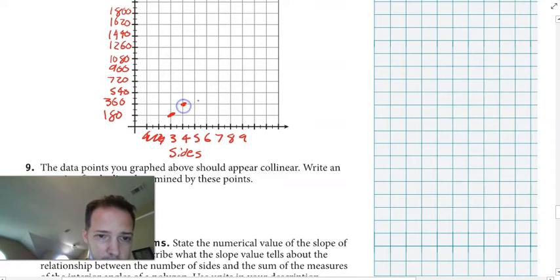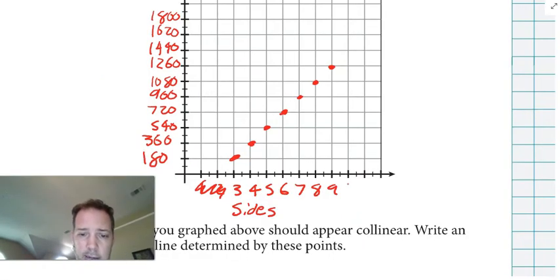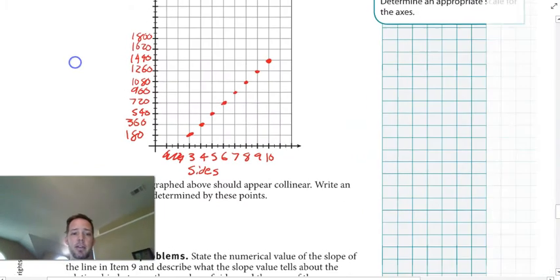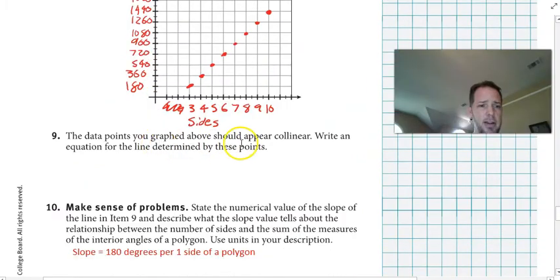4-sided, 360. 5-sided was 540. 720. 900. 1080. So I guess I could do one more. 10 was 1440 on there. So now that we've plotted all of these, it says write an equation for the line determined by these points.